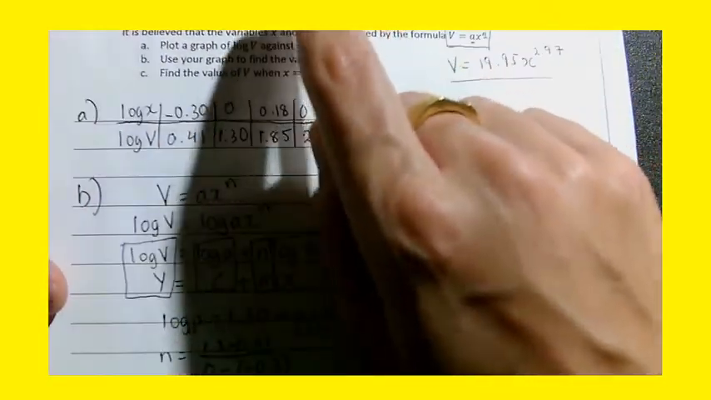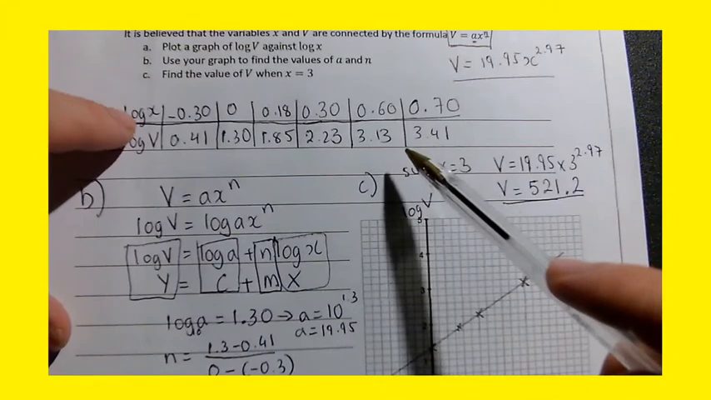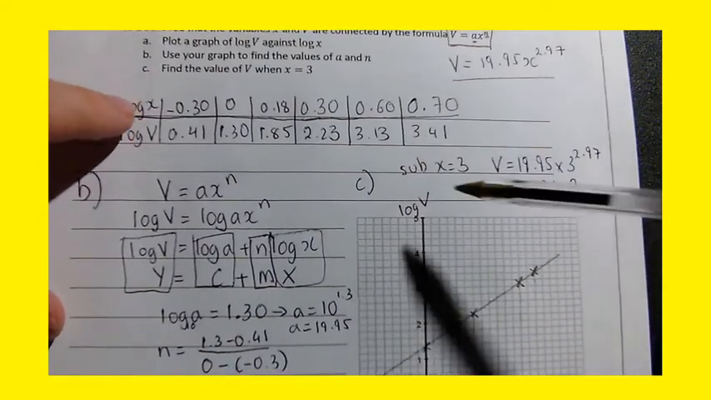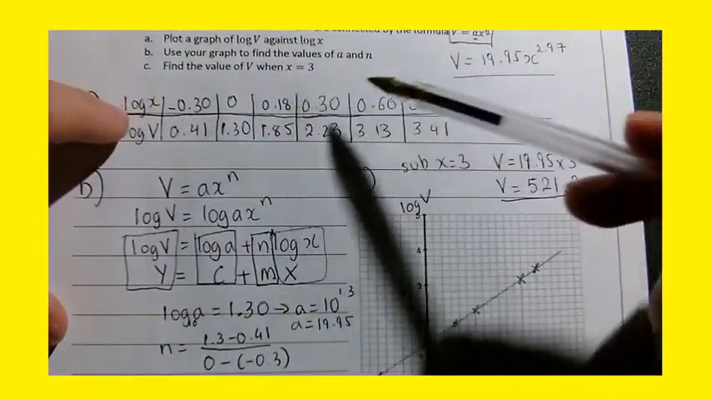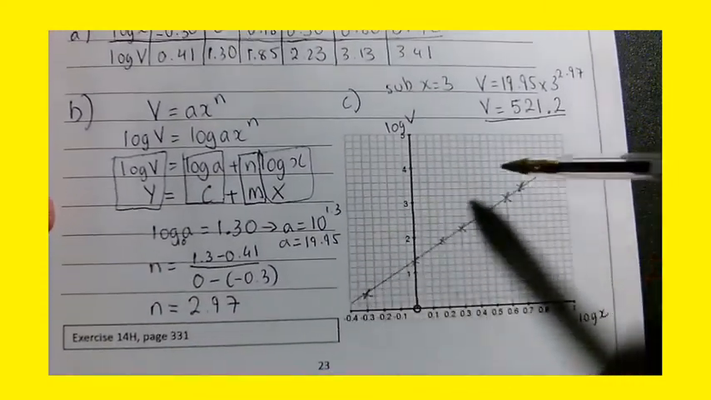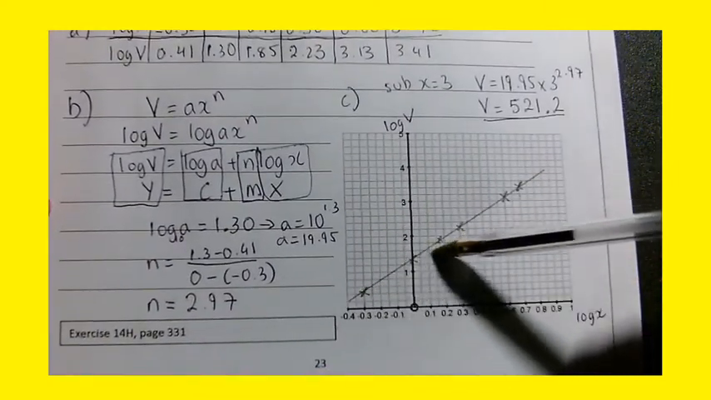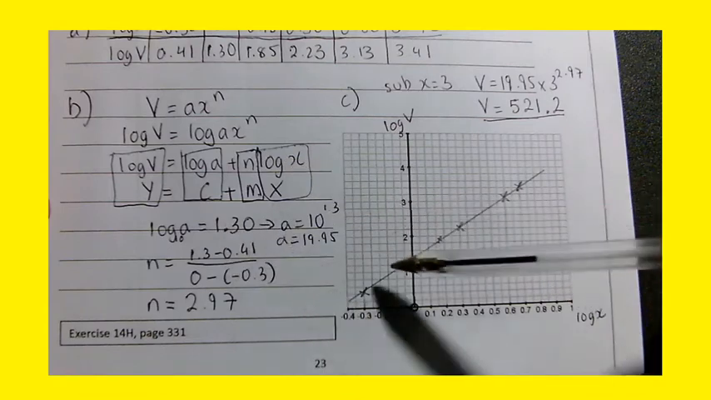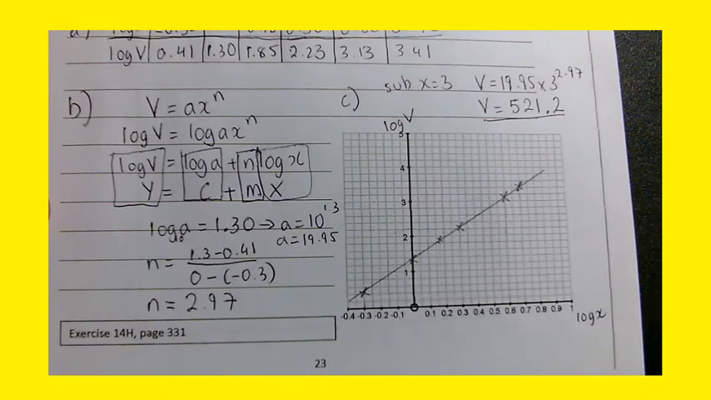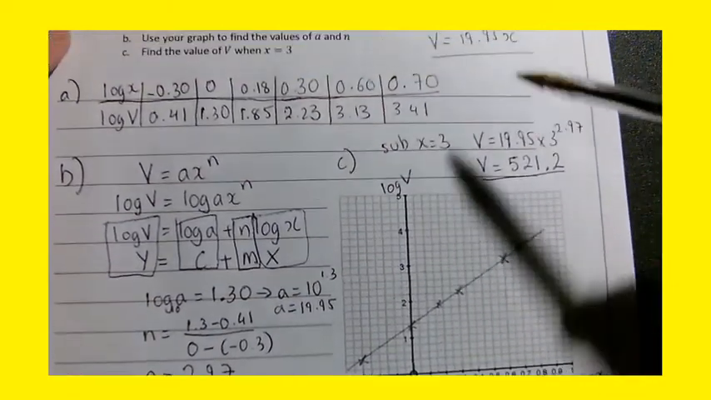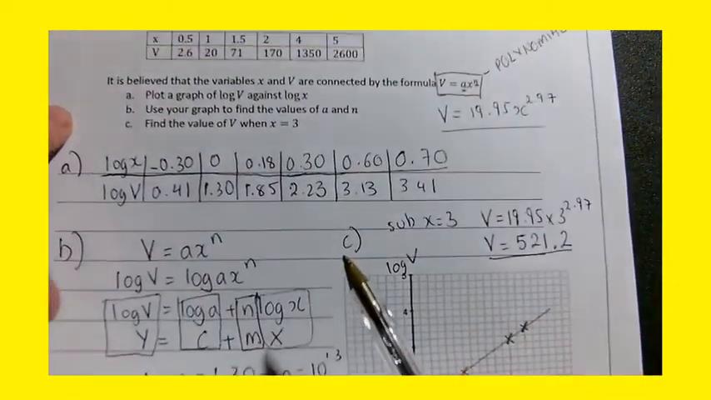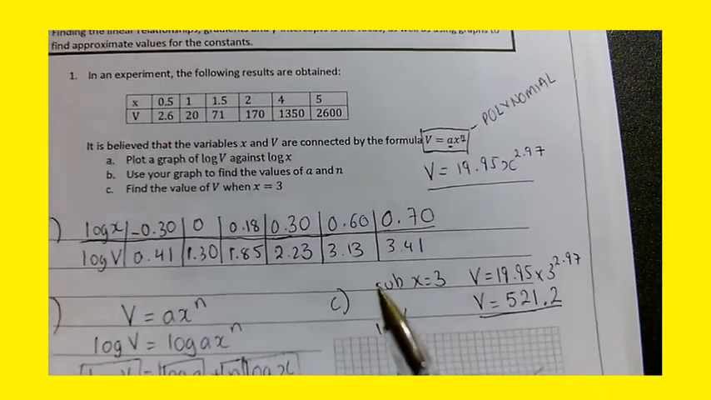So once we figure that out, I then need to draw a graph of log x against log y, in this case log v. So I'll plot the values log x against log v on a table. I then plot the graph. I find the gradient and I find the y-intercept of this line, and I use mathematics to get the unknown values of a and n. So this is the polynomial example.